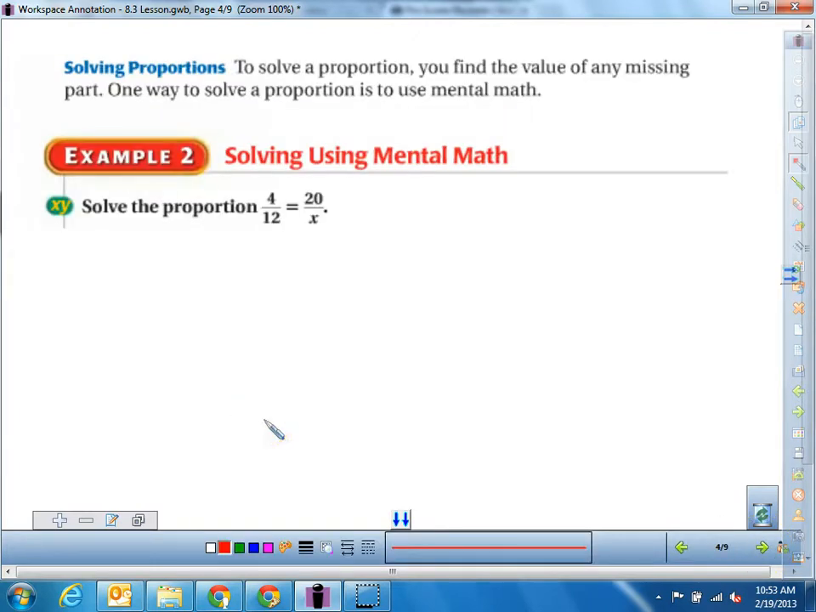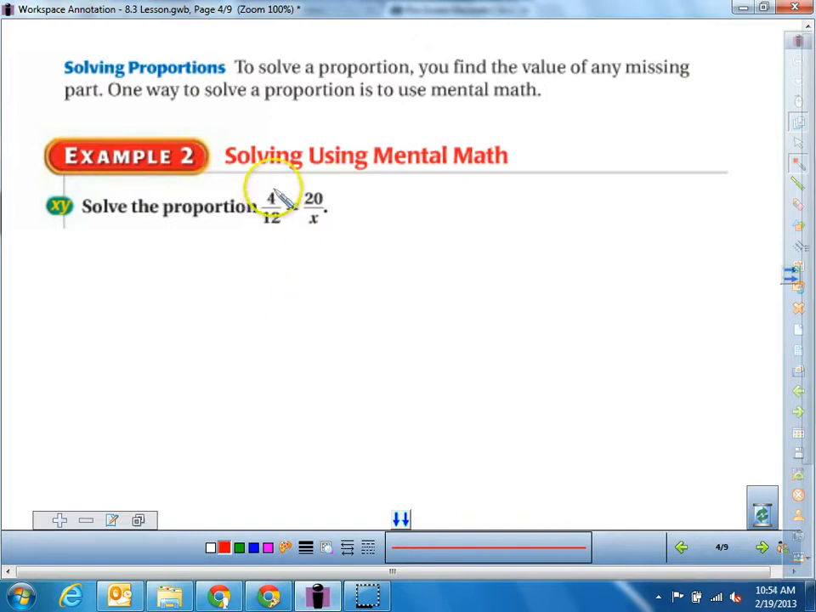So what about solving proportions? Sometimes we have a missing number in here, and to solve a proportion you need to find the value of any missing part, and it doesn't matter if the x is down here or up here or here or here. Any of the 4 spots, if 1 out of the 4 is missing, we can solve it. And one way to do that is by using mental math. And this is what we've been using for an awful long time so far.